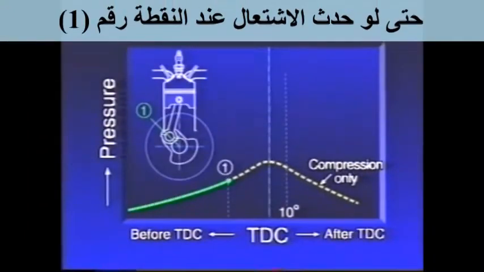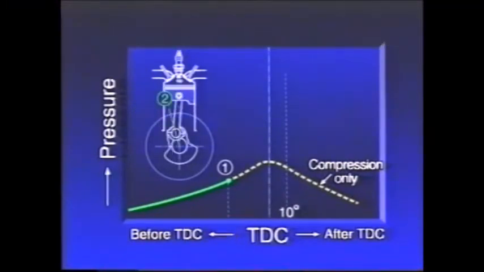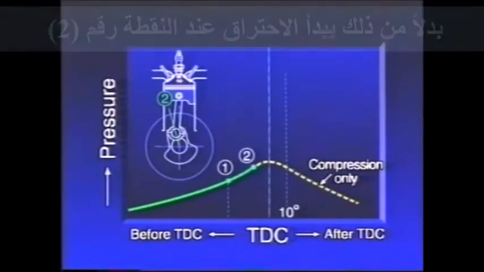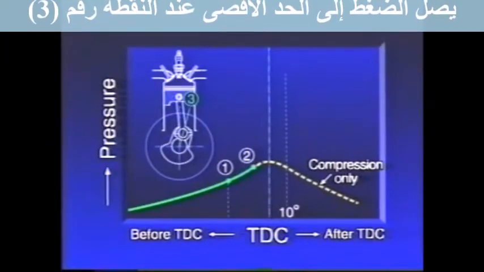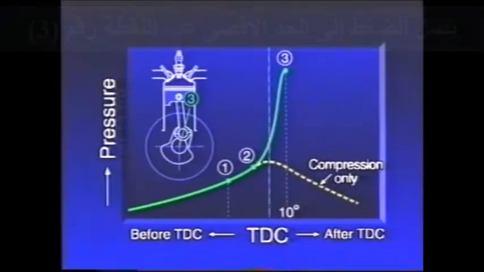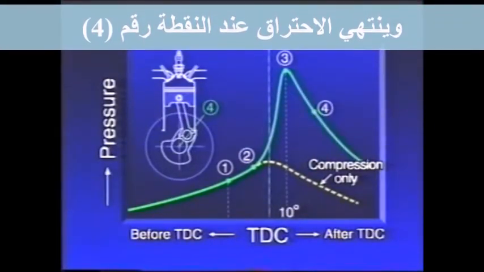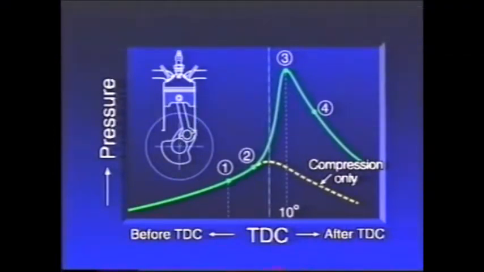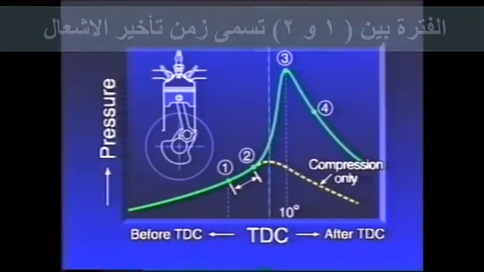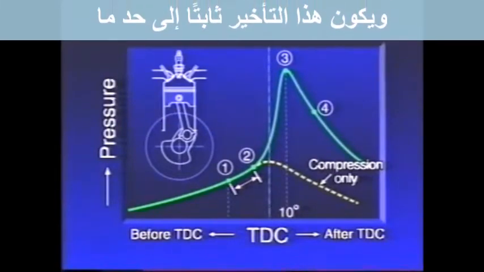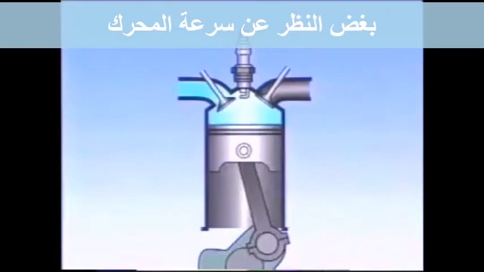Even if ignition takes place at point 1, combustion doesn't start immediately. Instead, combustion starts at point 2, and compression starts to increase. The compression reaches maximum at point 3, and combustion comes to an end at point 4. The period between 1 and 2 is called the ignition delay time. For a given fuel, this delay is more or less fixed, irrespective of the engine speed.